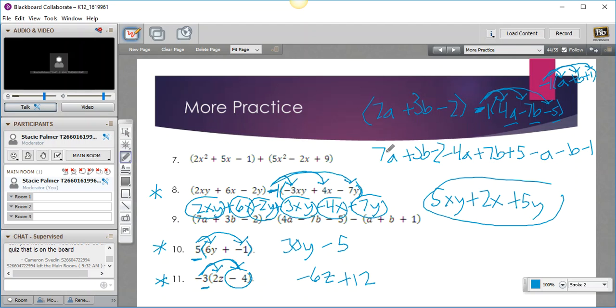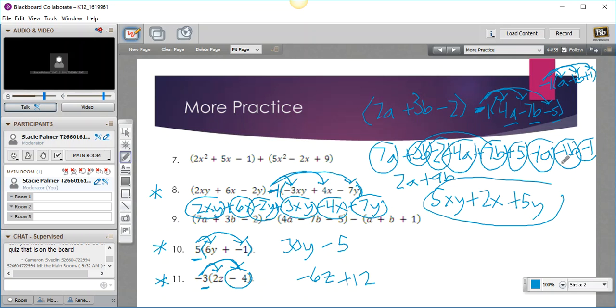And now we can simplify. So 7a combines with negative 4a and a negative 1a. So 7 and negative 4 is 3. 3 minus 1 is 2a. Okay, then we have a 3b and a 7b and a negative 1b. So 3b and 7b is 10b minus 1b is 9b. And then we have a negative 2 and a plus 5 and a negative 1. So that would be 2. Okay, I'm sorry, we kind of ran out of space there.